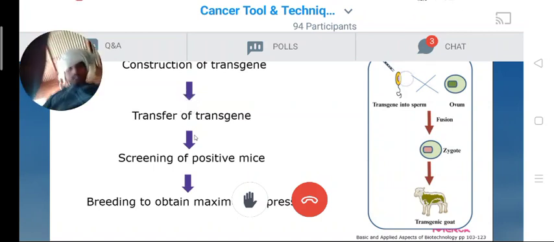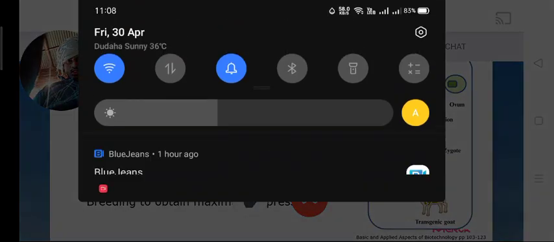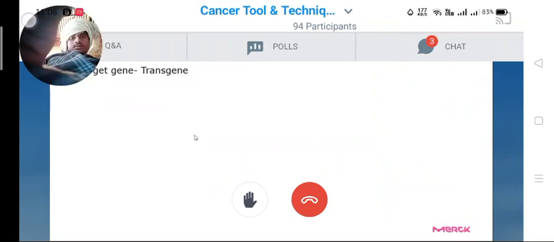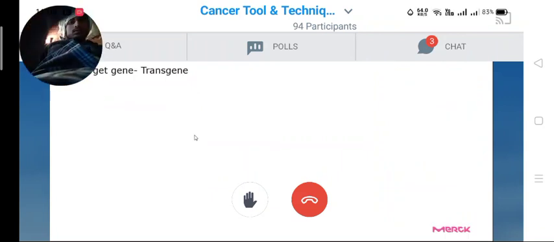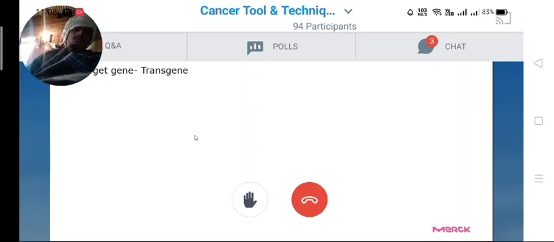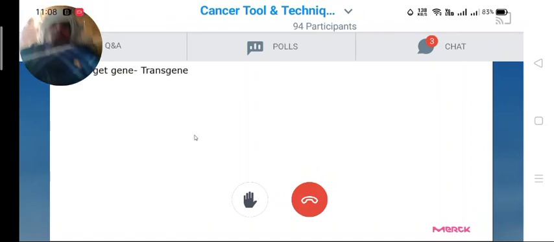So first is the target gene. You have to identify what your target gene is, which you want to express in the animal. It could be a cancer gene, it could be a mutation gene, it could be a proto-oncogene, whatever you want. Whatever disease you are working on, you have to select your gene first.